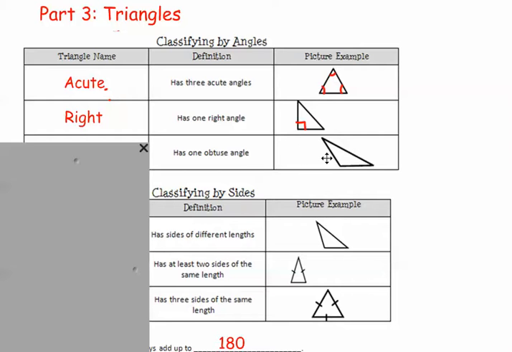And one obtuse angle, just one obtuse. You could only have one obtuse. You wouldn't be able to have two obtuse angles. It wouldn't come together. So that is considered an obtuse triangle. Okay? Is this all sounding familiar again?